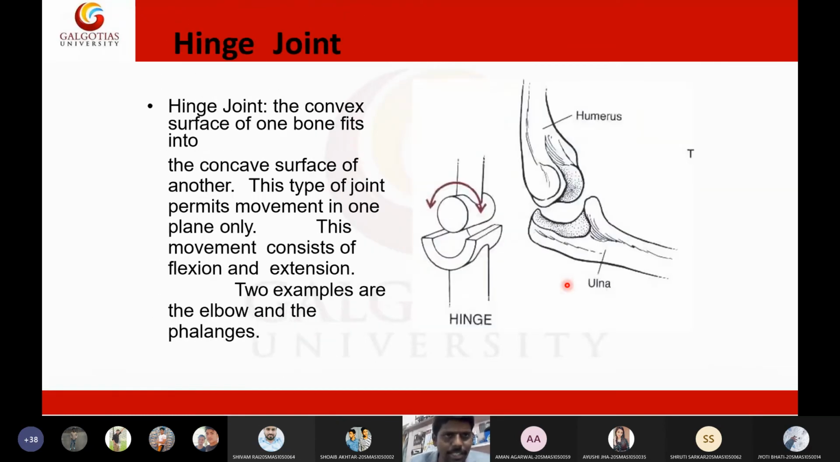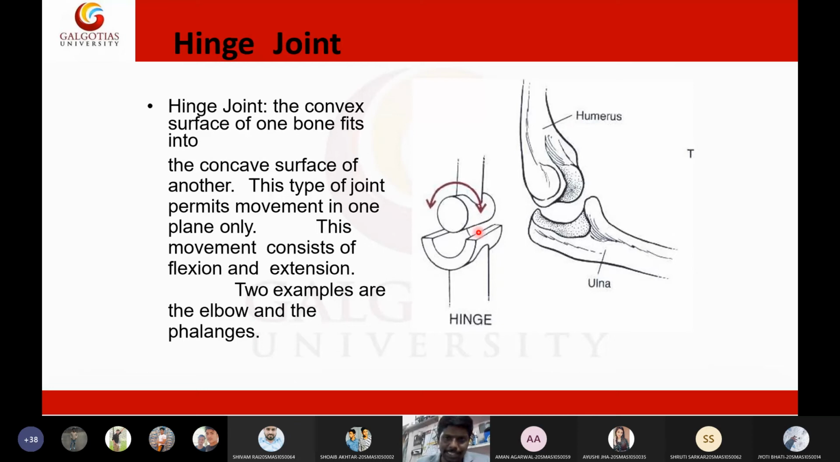Then the hinge joint. This is the best example of hinge. Hinge means like your door, students. The way your door will move. The door is attached to the wall and it will move like this, right? The door is connected to the wall by a hinge, and that type of joint is called a hinge joint. So they will have this kind of movement, like the way you open your door.